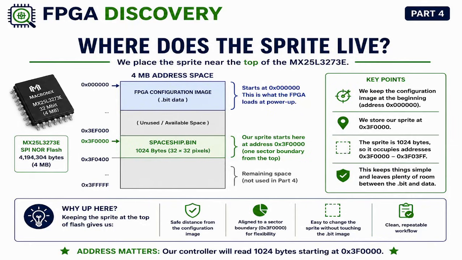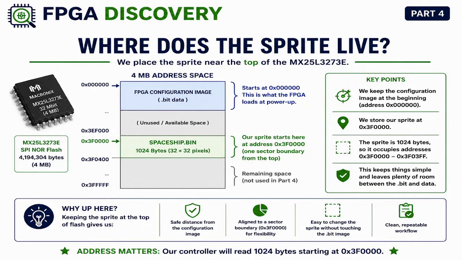Now I have to be careful about where we put that sprite, because this isn't just any external flash chip. The Macronix flash memory on the Basys 3 is also the configuration memory used to boot the FPGA. Our FPGA configuration image begins at address 0, so we absolutely don't want to place our sprite somewhere that could overwrite it. For this project, we're placing the sprite at address 3F0000 near the top of the 4 megabyte flash address space. Our sprite is only 1024 bytes, so it occupies addresses 3F0000 through 3F03FF.